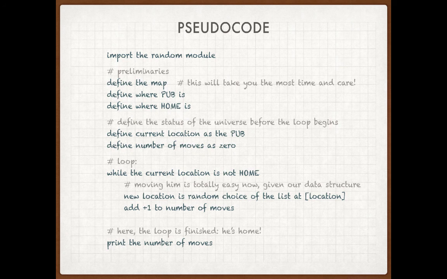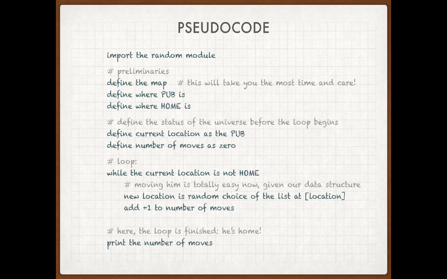I'm going to define where the pub happens to be. I will define where the home happens to be, and I'm going to do those as variables up top, because if I wanted to change the simulation and move the pub or move the home, all I have to do is change the numbers up there at the top of the script, and then I'm good to go.